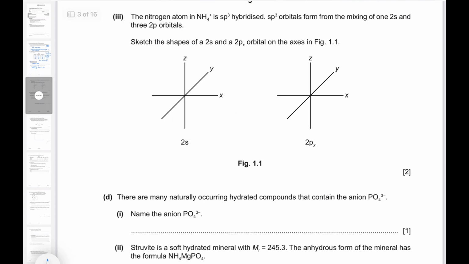3. The nitrogen atom in ammonium ion is sp3 hybridized. sp3 orbitals form from the mixing of 1 2s and 3 2p orbitals. Sketch the shapes of a 2s and a 2px orbital on the axis in figure 1.1. So s orbitals are always spherical in shape, and 2px orbital is a dumbbell shaped orbital which lies on the x-axis. And there you have it.